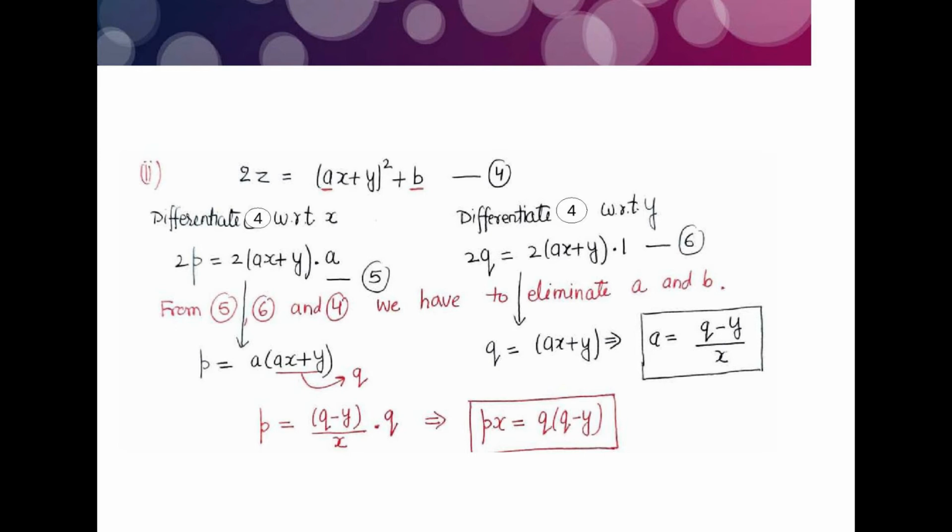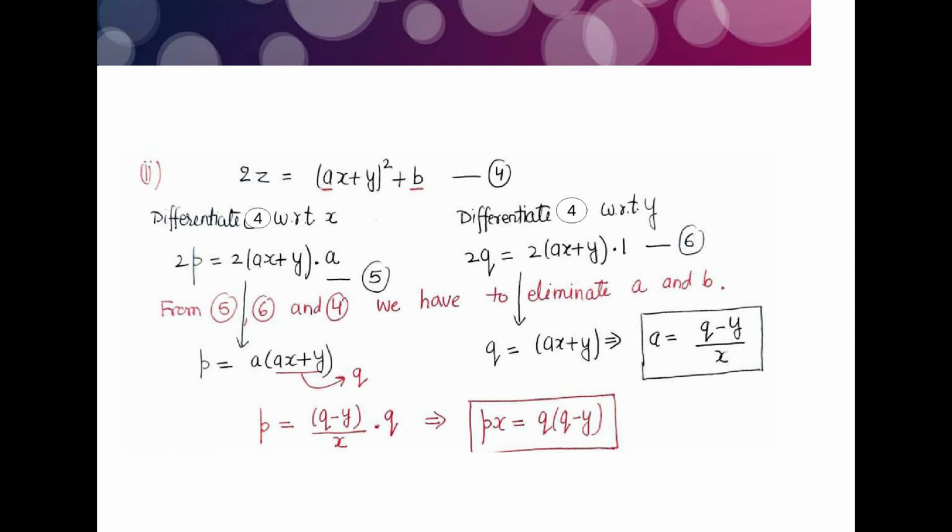Next problem: 2z equal to (ax plus y) whole square plus b, given by equation number 4. There are two arbitrary constants, a and b, and z is a function of x and y. So again, the order of the partial differential equation will be 1, as the number of arbitrary constants is equal to the number of independent variables.